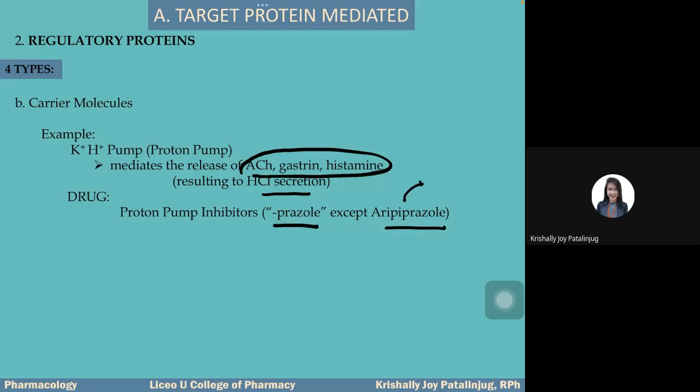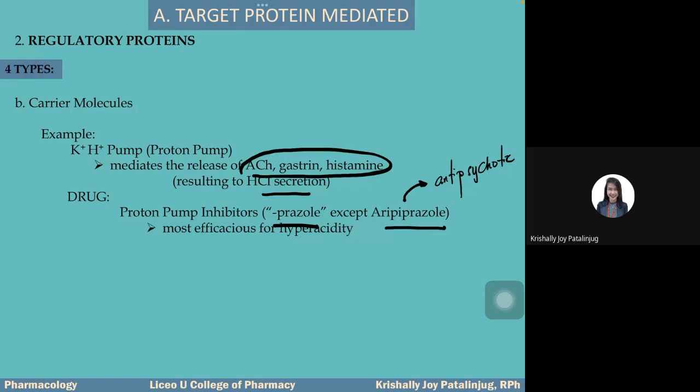Why? What's the classification of aripiprazole? Yes, very good. It's an antipsychotic. It's a dopamine 2 blocker. So it has nothing to do with the proton pump. Just take note of that. All the prazoles except aripiprazole are PPIs. They are the most efficacious for hyperacidity based on the mechanism of action.